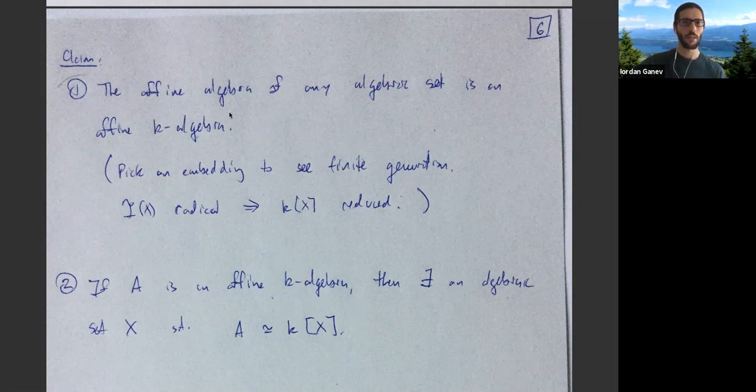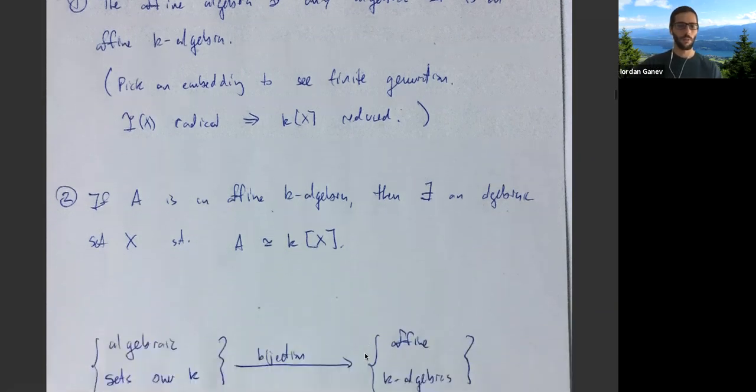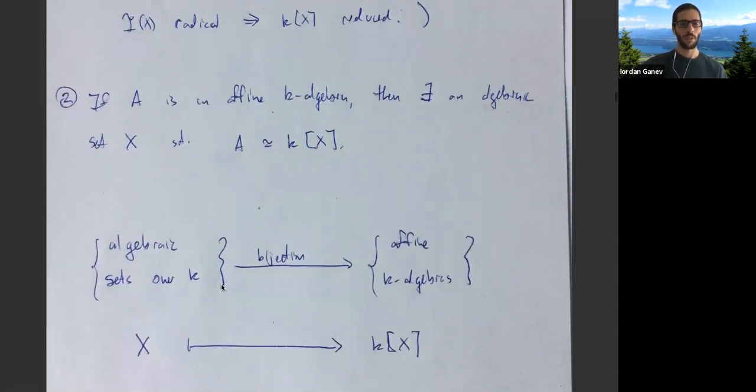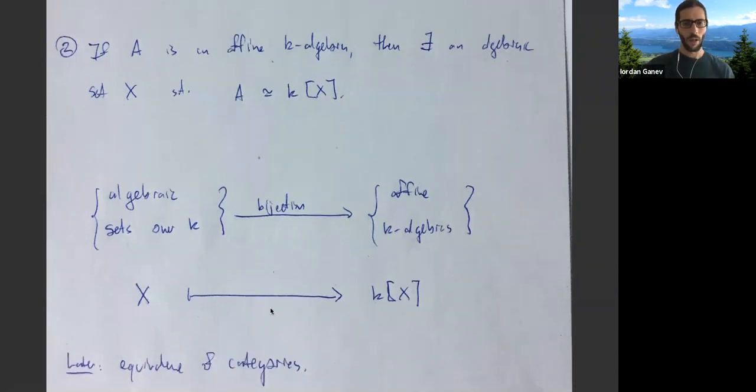So if we have an algebraic set, its affine algebra is an affine K-algebra. On the other hand, if we have an affine K-algebra, then there exists an algebraic set X with A as its affine algebra. So the upshot is we get a bijection between algebraic sets over K and affine K-algebras. So this is kind of nice. We can translate some maybe topological questions into algebraic questions, and we can translate algebraic questions into topological questions. And this is a nice bijection. And later we'll enhance this somehow.